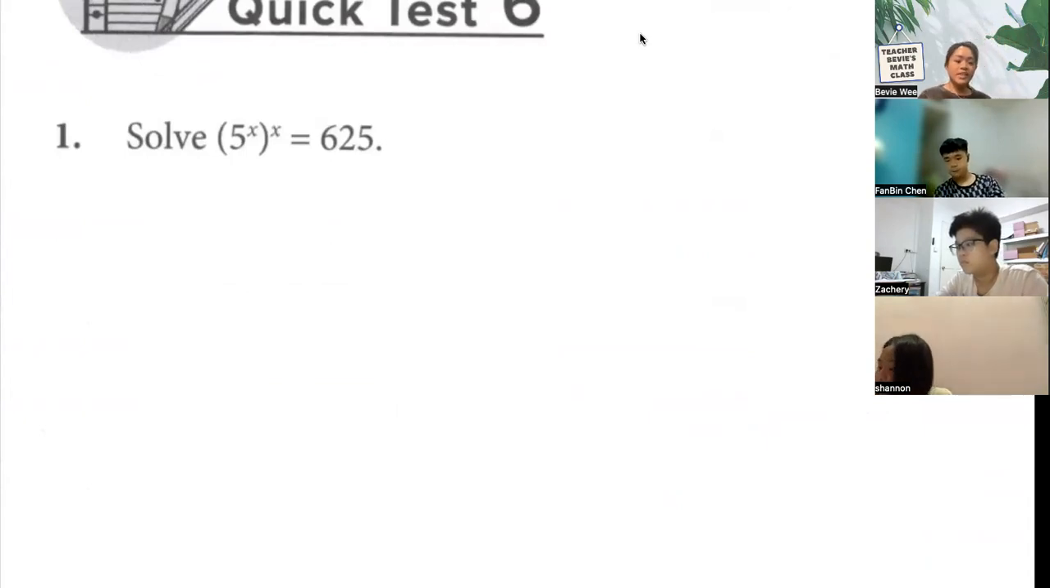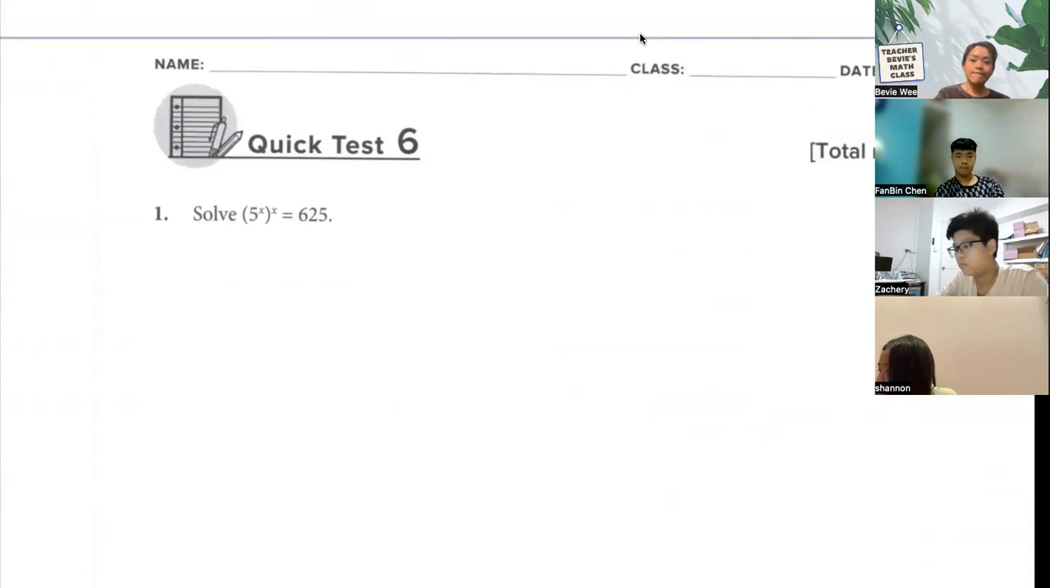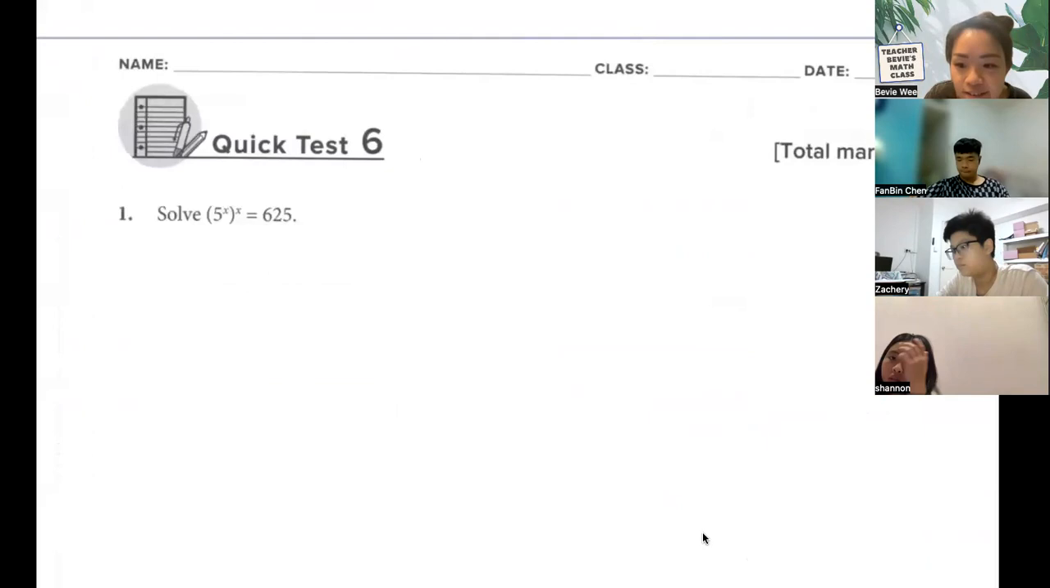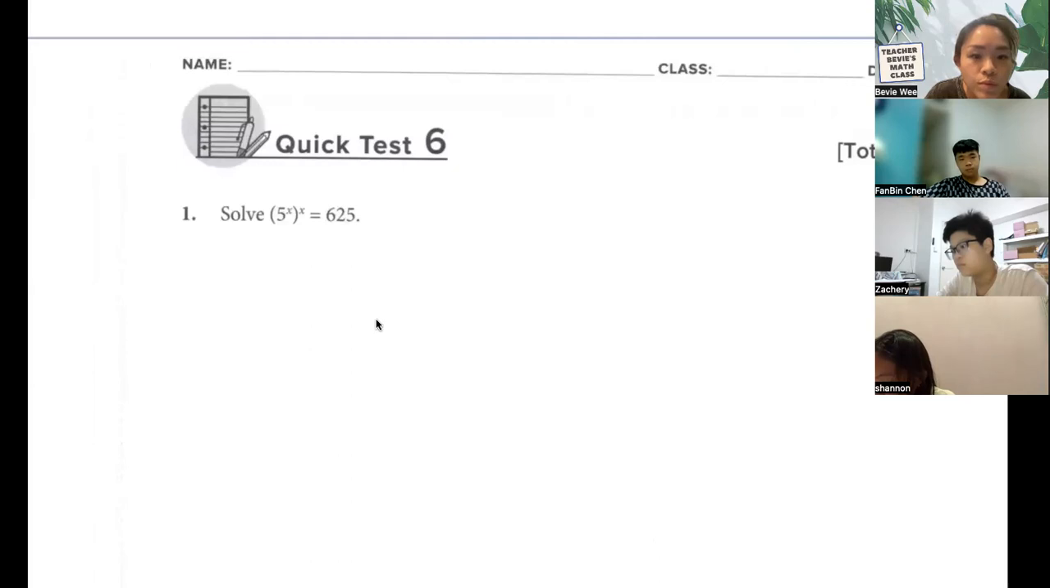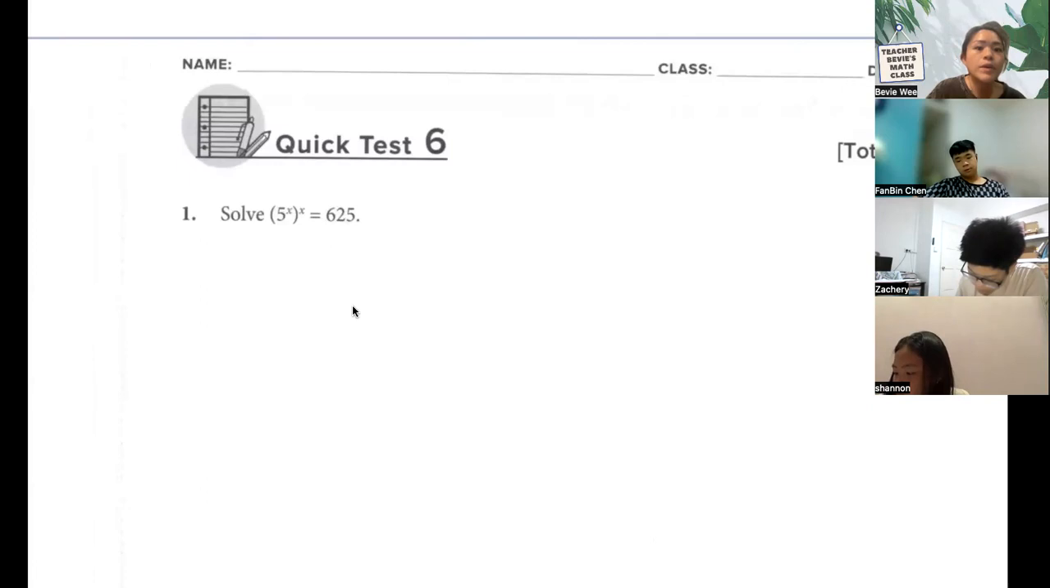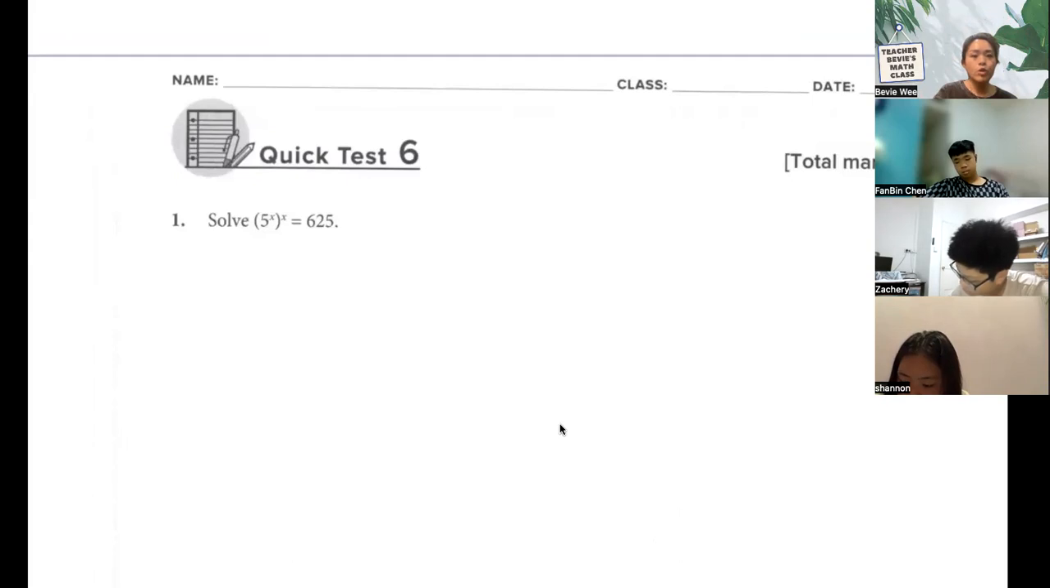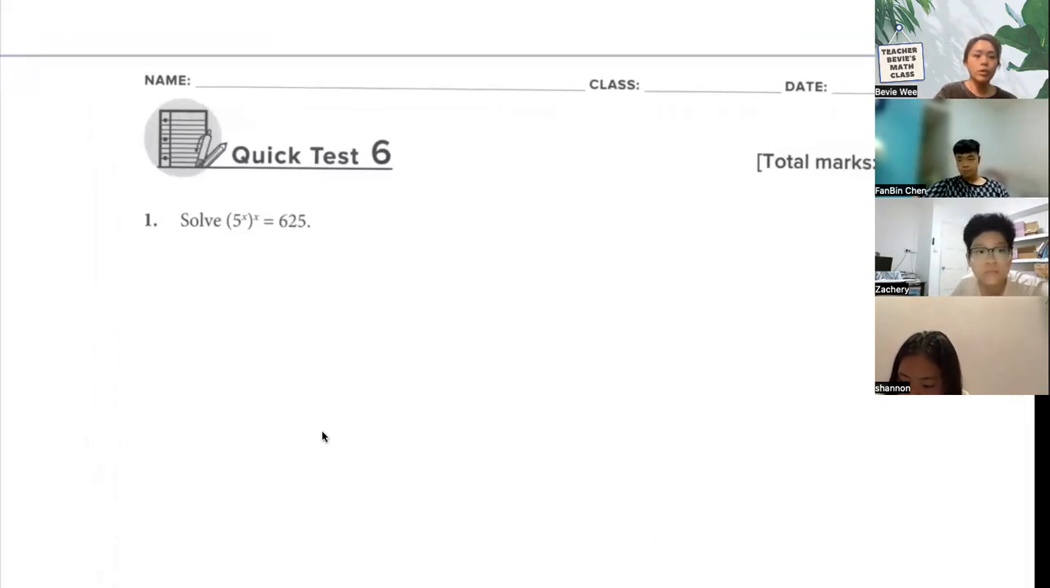Okay, one easy question. It's just a 2-mark one. 3 minutes, quick. Okay, yeah, this one, you can do it in indices form. You don't have to do logarithm actually. This one you can do indices.